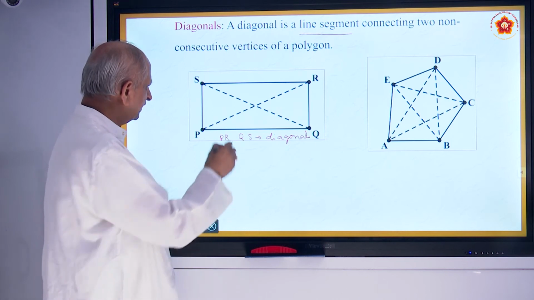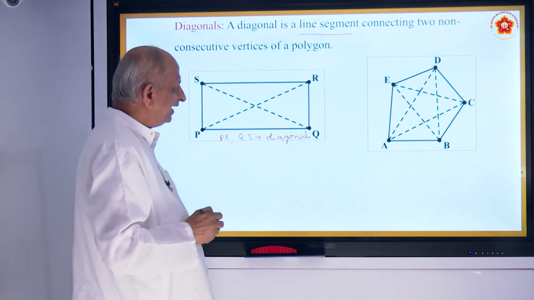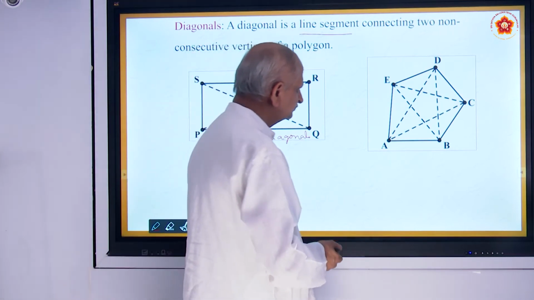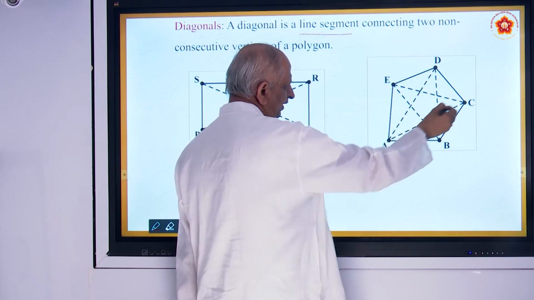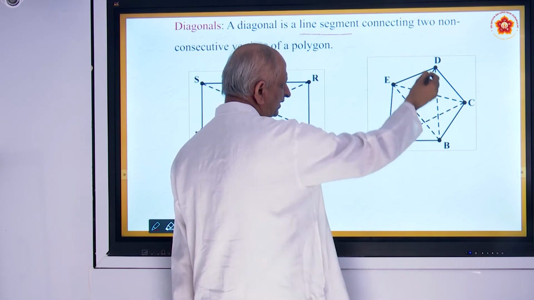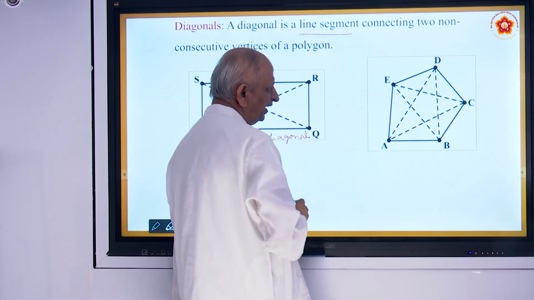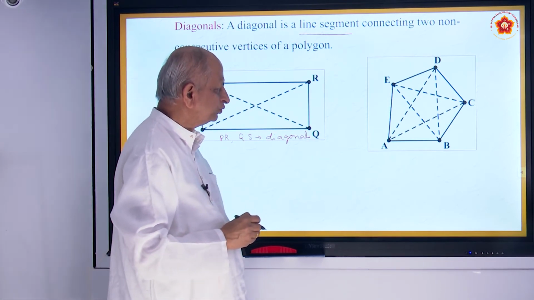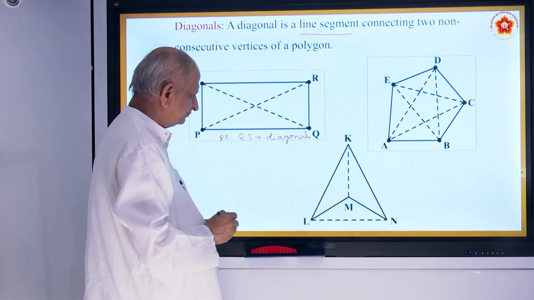Okay. So in a rectangle, or in all quadrilaterals, you have two diagonals. And what about this figure? This is a pentagon. Is it not? How many diagonals do you find here? AD, AC: there are two diagonals from A, from B again 2, BD and BE, from C, CE and CA. So how many totally? 2 plus 2 plus 2, 6 diagonals are there. Correct? So that is a pentagon.